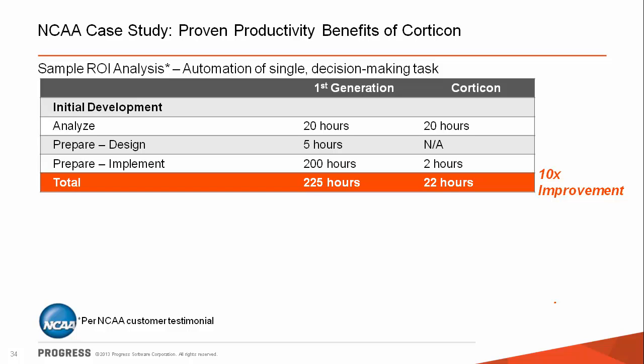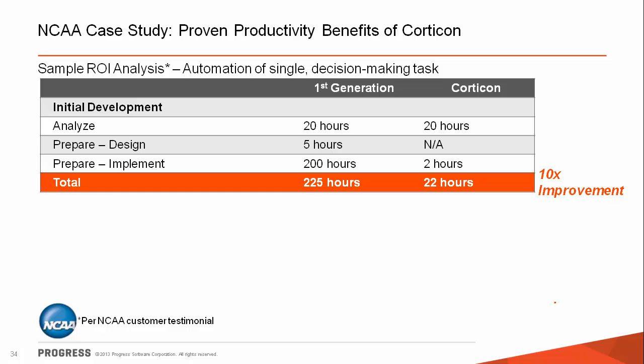To take an example of another customer that is using Corticon, this is the NCAA. They chose to onboard an application that they had previously outsourced, and this happened to be an Oracle PL/SQL application. And they were using this platform for academic eligibility for student athletes.